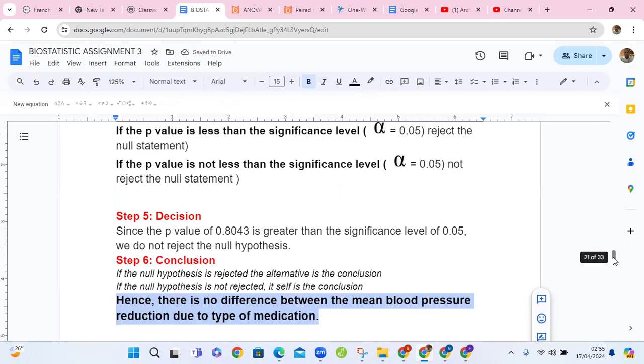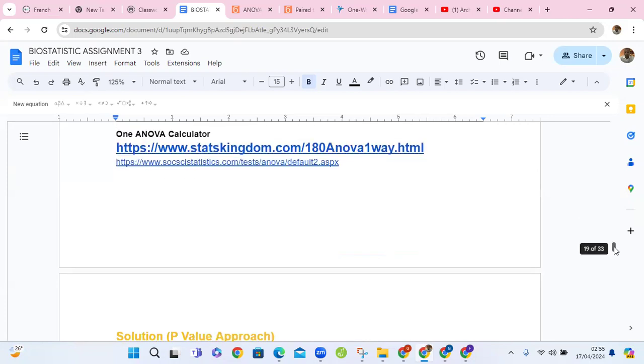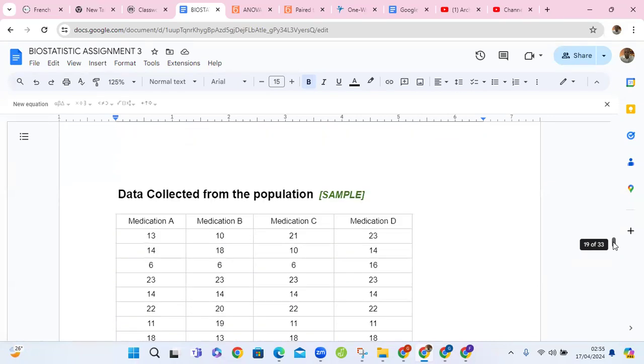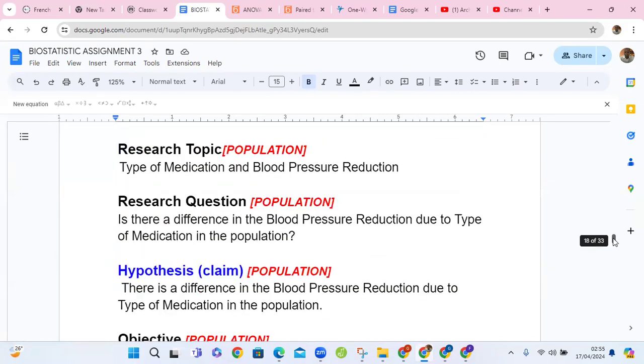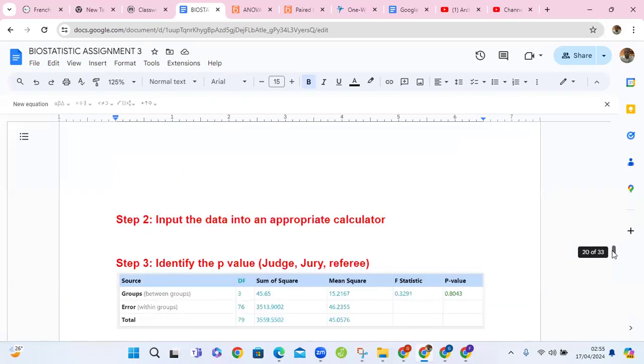And if we take a closer look at the data, I purposefully made the difference very slight. 13, 10, 21, 23, 14, 18, 10, 14, etc. So although there is a difference, it is not significant, and the test has proven so, which of course goes against the claim, because the claim is saying that there is a difference. So in conclusion, the claim is false.